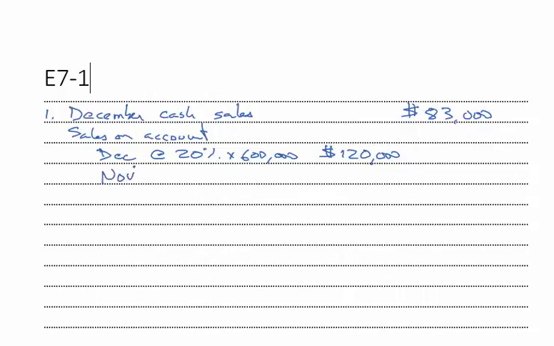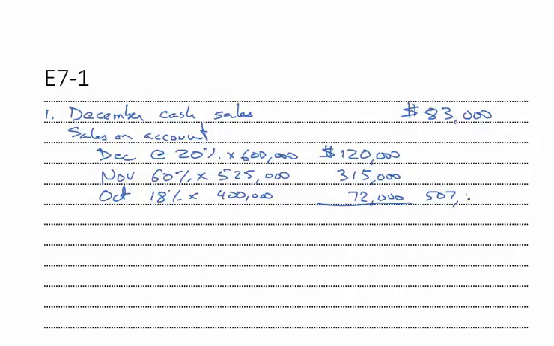And then we have November. This is going to be 60% times November sales, which were 525, and so 60% is 315,000. And then we have October sales, which is 18% according to the collection pattern. So 18% of October sales are collected in December, and October sales on account were 400,000. So 18% of 400,000 is $72,000. So total sales on account collected are $507,000, and so total cash collection will be $590,000.